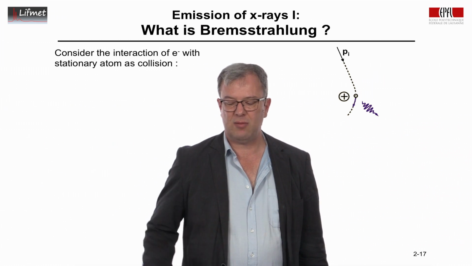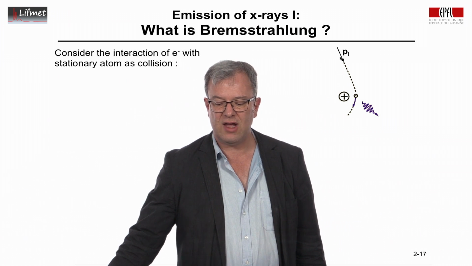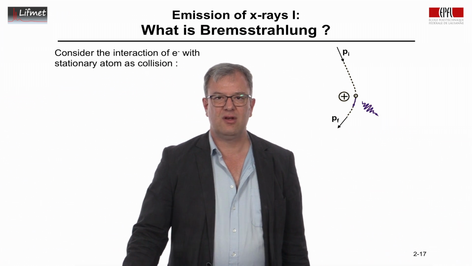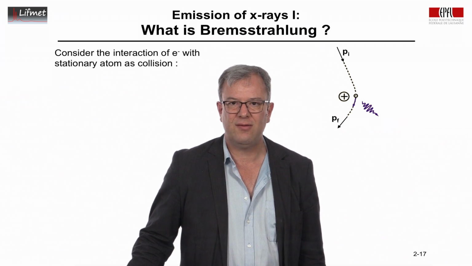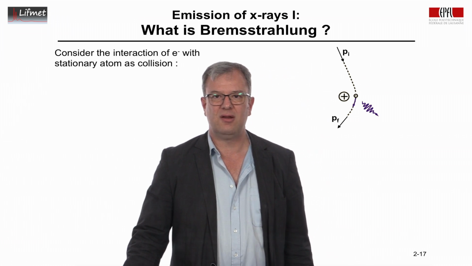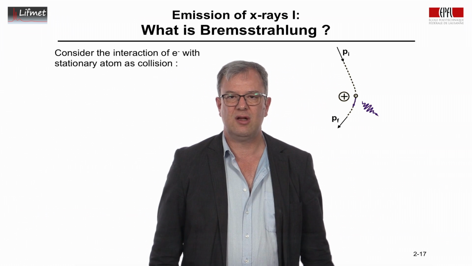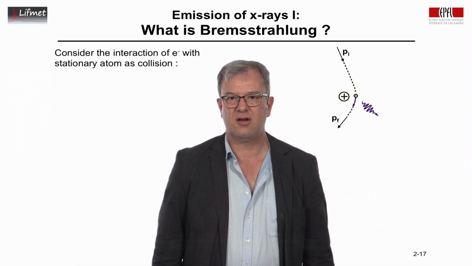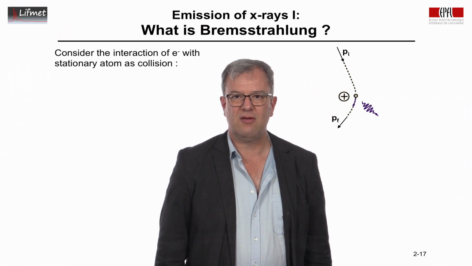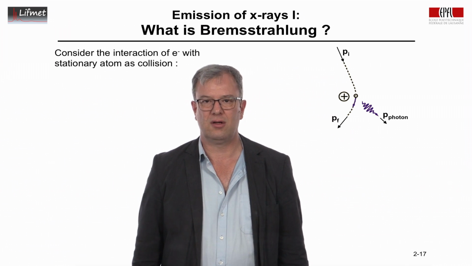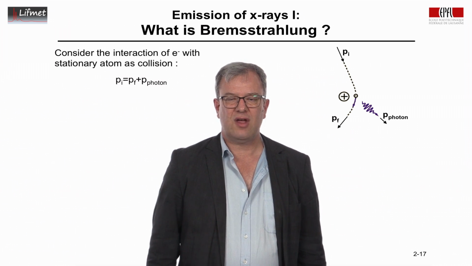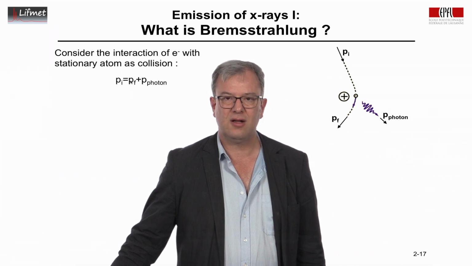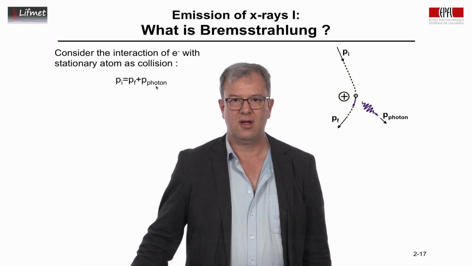At the beginning, we have the atom stationary. We have the electron with a certain linear momentum. It leaves after it has passed by the nucleus with another momentum, but now as it has been deflected, the momentum has changed. And conservation of linear momentum, as this is a collision, requires that there is another object with a linear momentum that is involved in this collision, and that's the emission of a photon. So we have conservation of linear momentum. The initial linear momentum of the electron is equal to the final momentum of the electron plus the momentum of the photon.